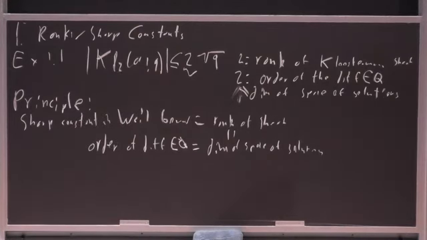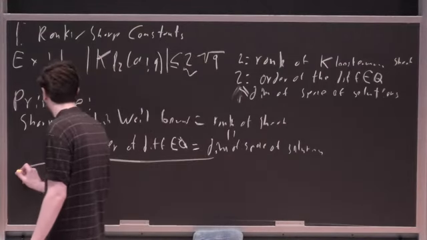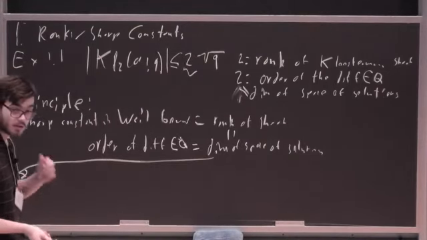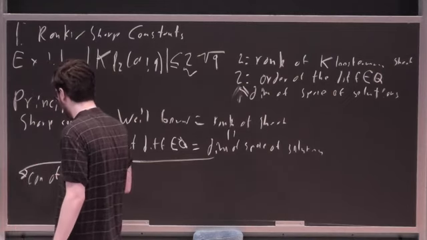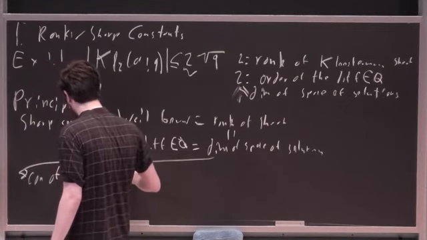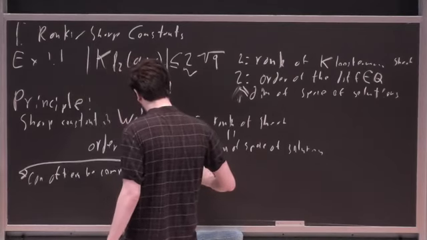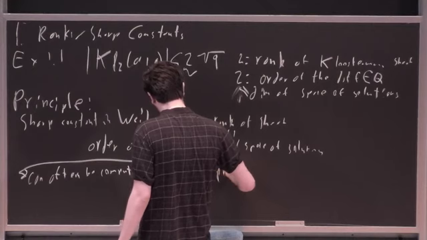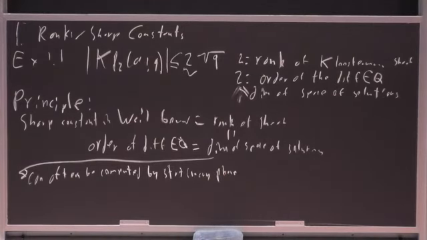But there is a way to compute this, which is to use stationary phase. So this can often be computed by stationary phase. The idea is we're going to let some parameter go to infinity and try and study the asymptotics of our function. And it'll split into a sum of different terms.